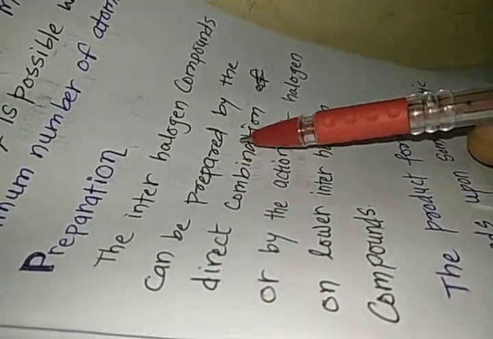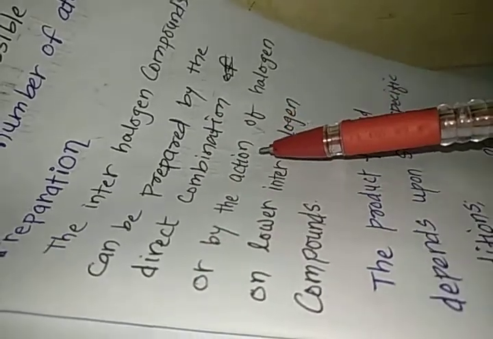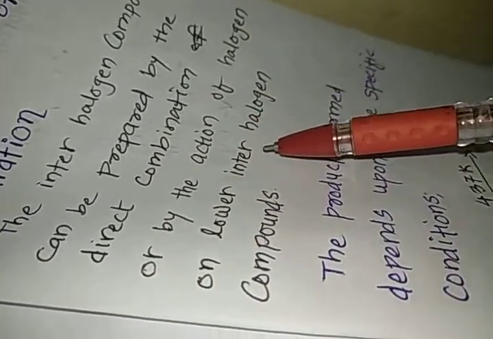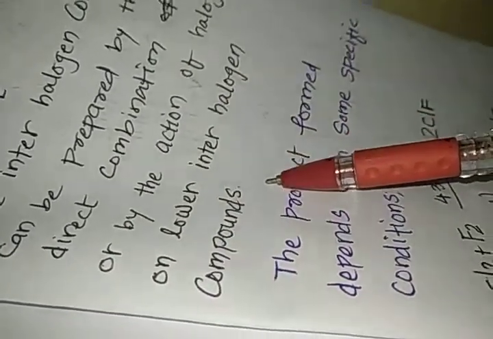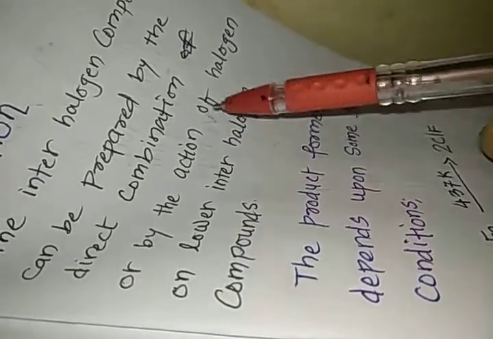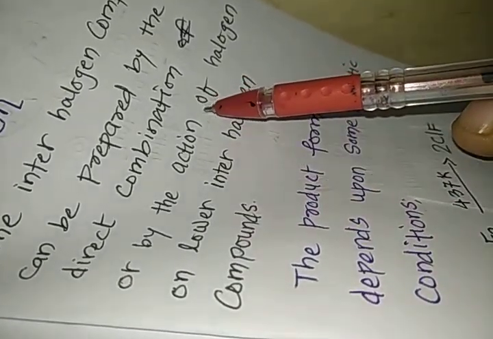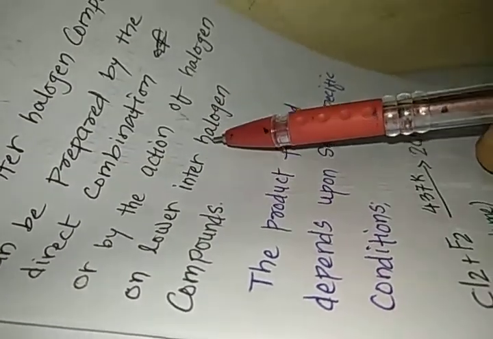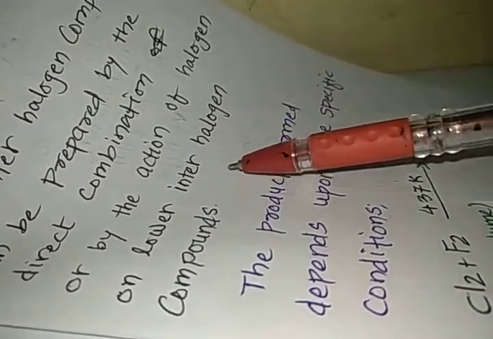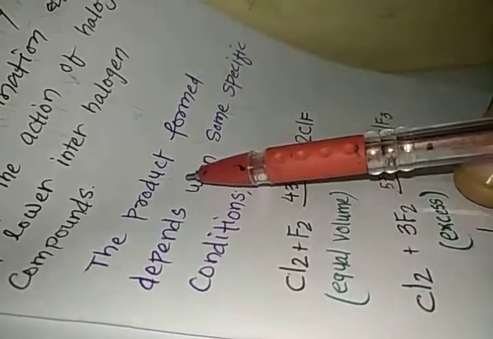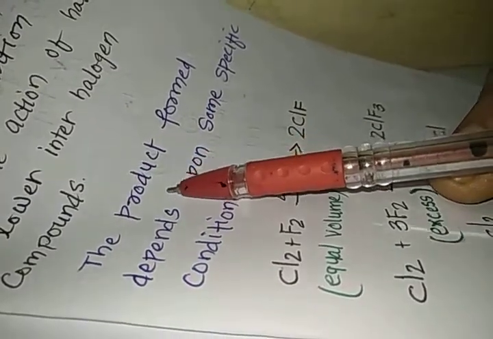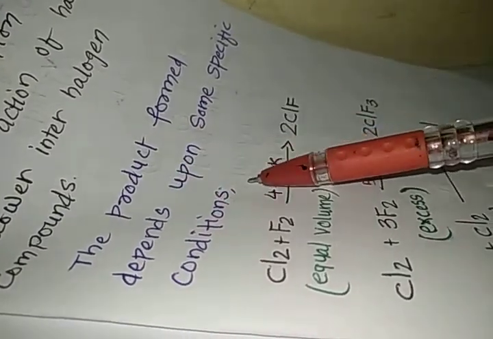Now we should study the preparation of interhalogen compounds. Interhalogen compounds can be prepared by direct combination or by the action of a halogen on lower interhalogen compounds. Direct combination means two halogens react with each other directly, or a halogen reacts with a lower interhalogen compound. We'll see examples. The product formed depends upon the specific conditions.